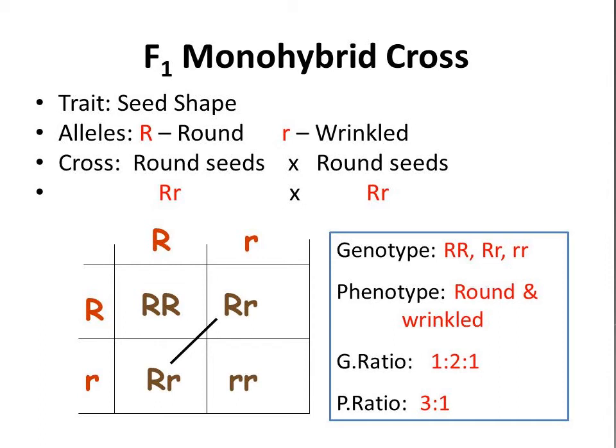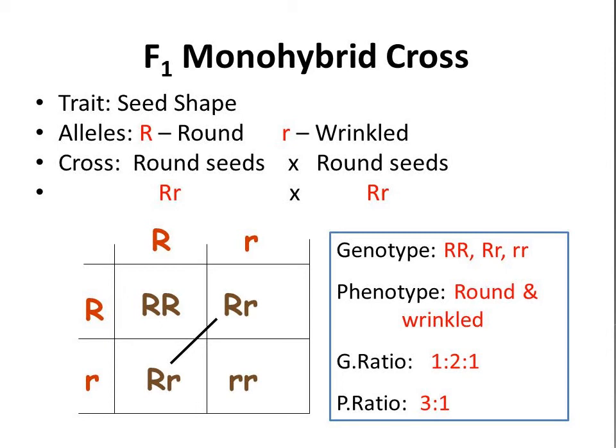So a monohybrid cross. The trait would be seed shape. So the alleles are capital R for round, small letter r for wrinkled. So the cross is round seeds times round seeds. But the round seeds are heterozygous dominant, both of them. So the results are shown below.